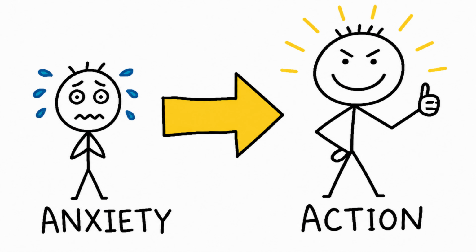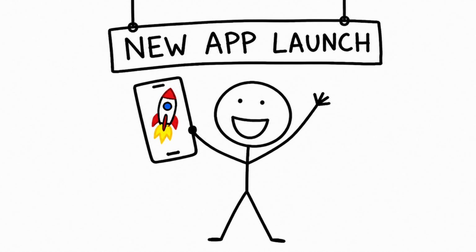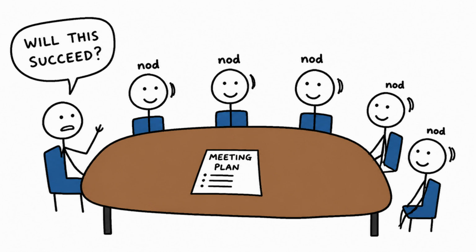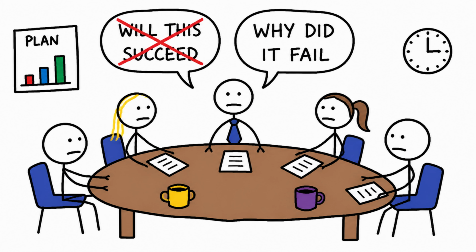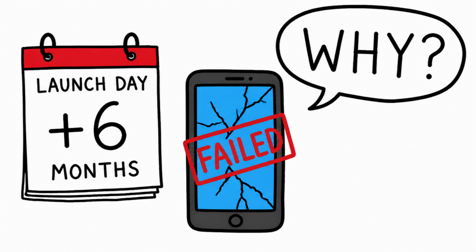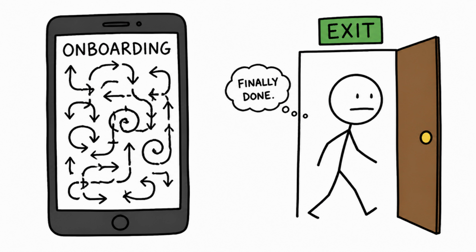Let's walk through a quick example. Say a company is about to launch a new app. In a traditional meeting, someone might ask, "Do we think this will succeed?" And most people will nod along. In a pre-mortem, the question changes. It's launch day, 6 months from now, and the app has failed. Why?